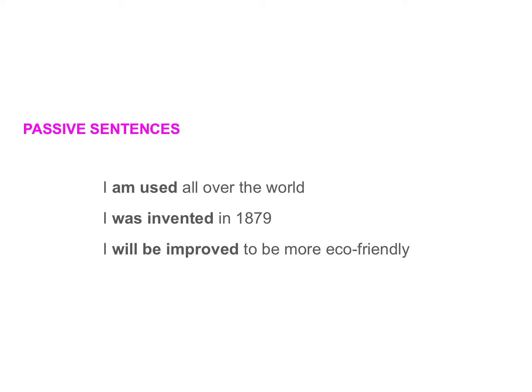To form the passive, we use the appropriate form of be, either in the present, the past, or the future, plus the past participle. We use the present simple form of be to talk about present facts. We use the past simple form of to be to talk about past facts. And we use will in the passive to talk about facts or actions that we believe will happen in the future.